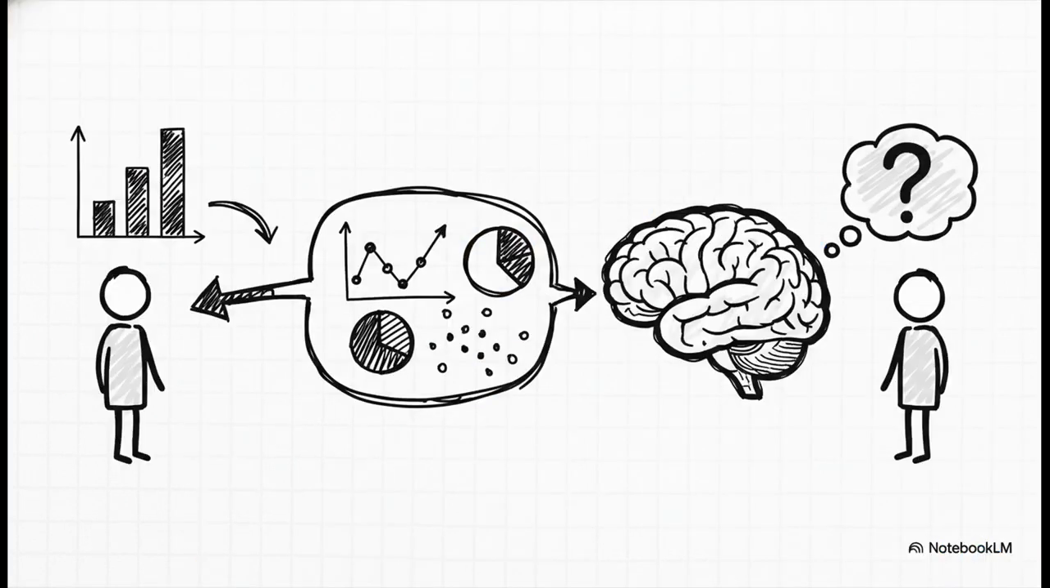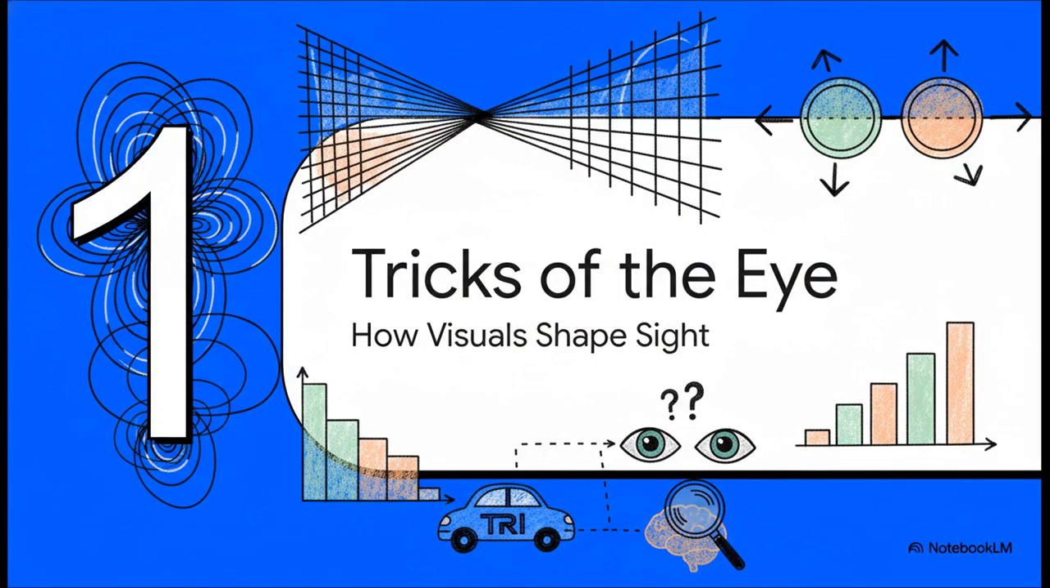Because here's the thing we have to remember. Visualizations aren't just a pure, objective window into the data. They're really more like a language. The person who made the chart chose which words, which visual elements to use. And you, the viewer, are interpreting that language through the unique filter of your own brain. So, first up, let's dive into those visual elements. We're going to look at a couple of really common tricks of the eye that can totally change the story a chart tells, all based on some fascinating research from the Toyota Research Institute.